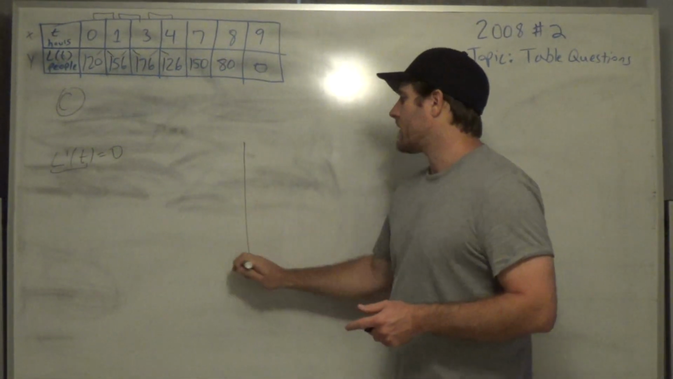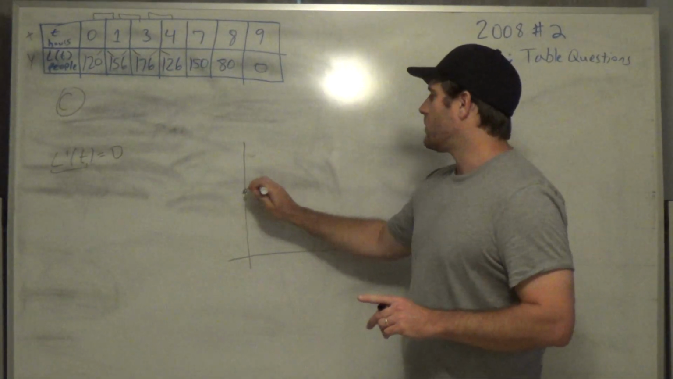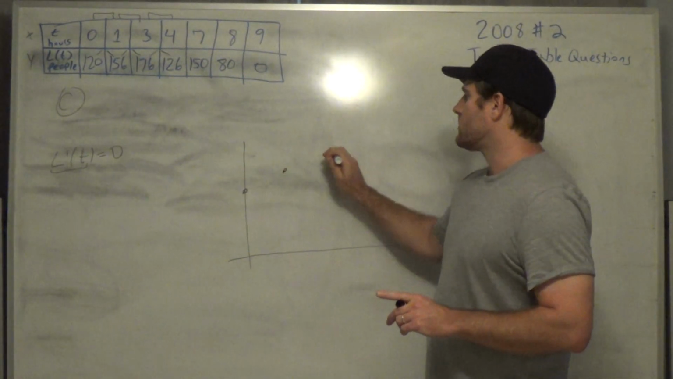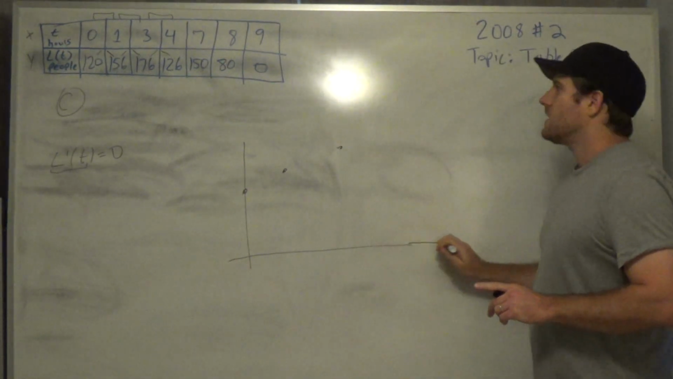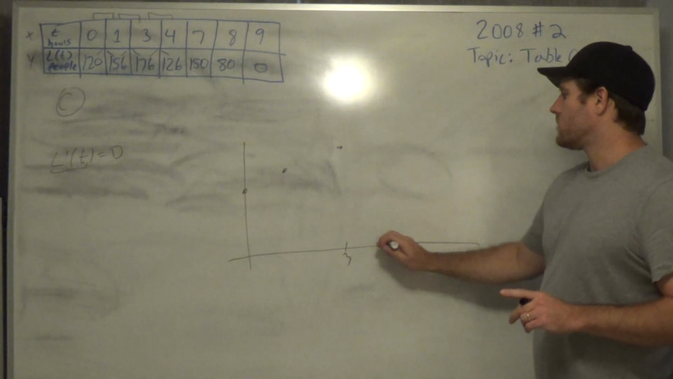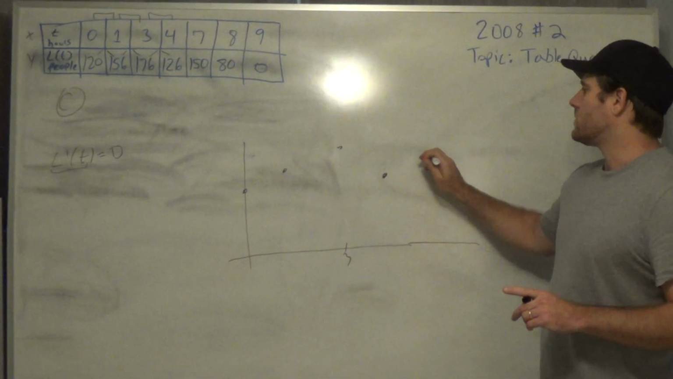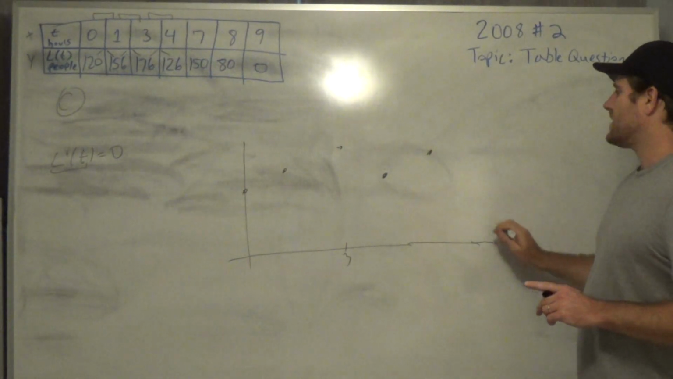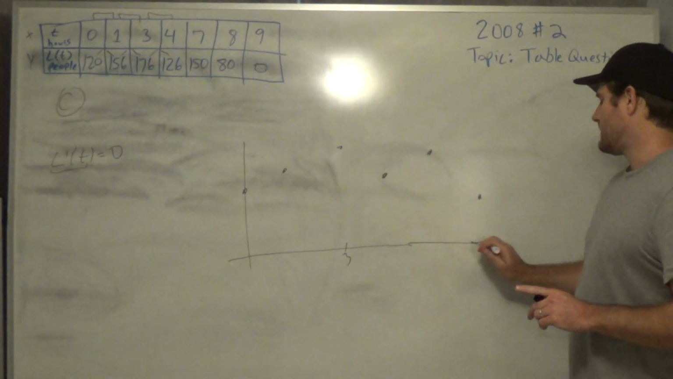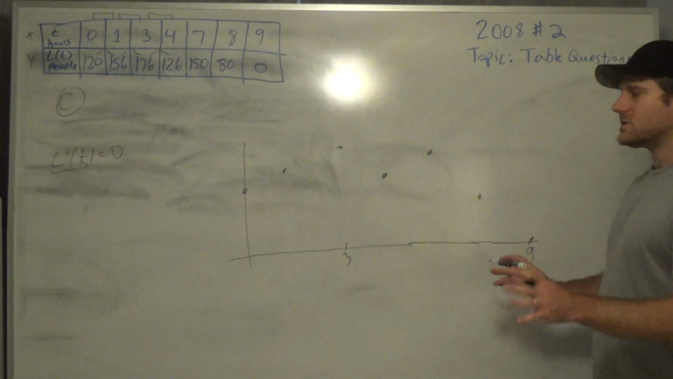Now I'm just going to do a quick little graph here. I'm making it up. At 0, we're at 120. By 1, we're at 156. By 3, we're at 176. At 4, we're down to 126, and then we're up to 150, and then finally at the end we're down to 80, and then 0. Okay, so I want you to see this.